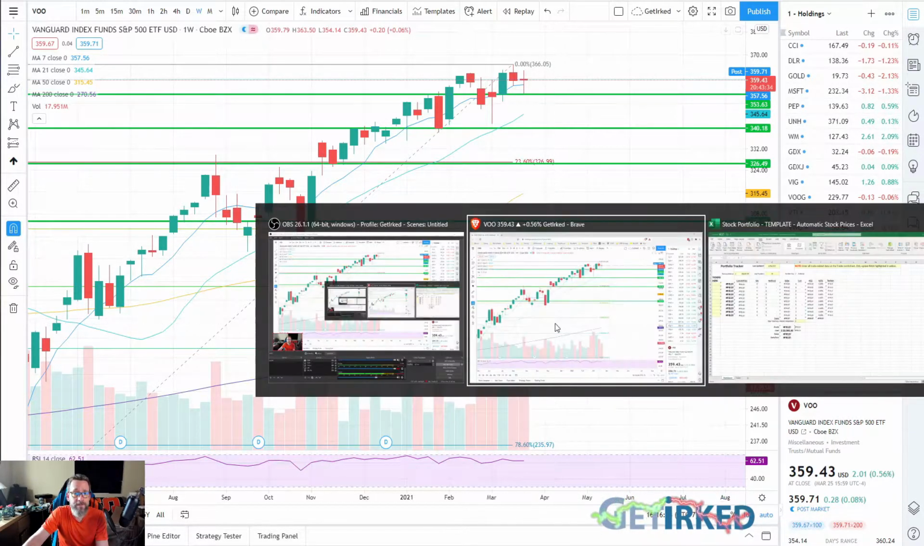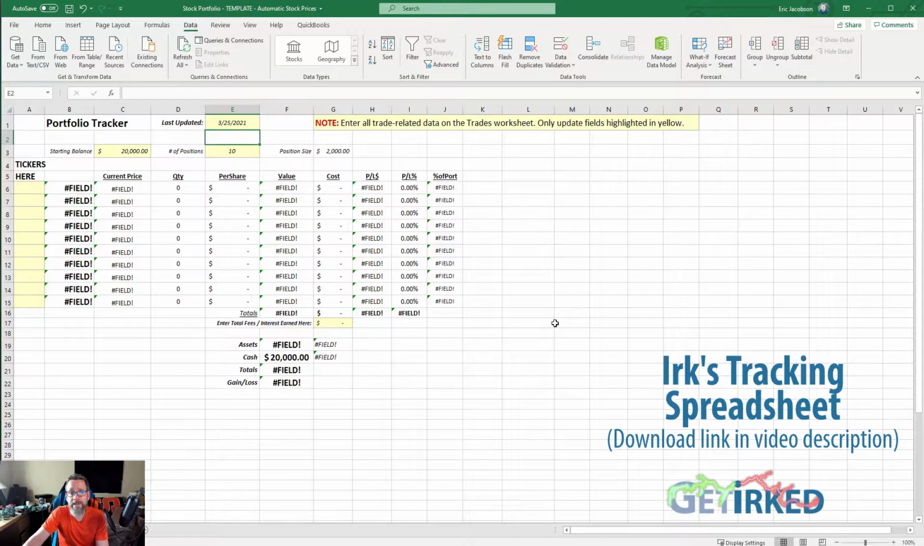Excel actually has the feature to be able to update prices in real time, and they're delayed prices, so you have to keep that in mind, and they shouldn't be used for trading purposes, but it gives you a good overall view of where things are going. So this is the spreadsheet that I've created.